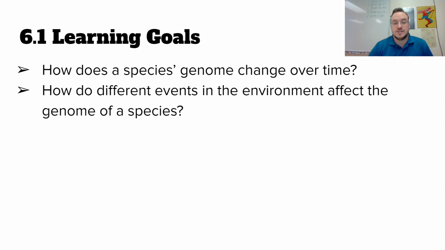All right, so we talked a little bit about how a species genome changes over time. That's going to be something we're talking about all unit, really. So keep that question in mind as we continue learning about evolution. And we talked about how different events in the environment can affect the genome of a species. We're going to look at more specific examples as this week progresses if you're in my class. As always, keep learning and keep asking questions.